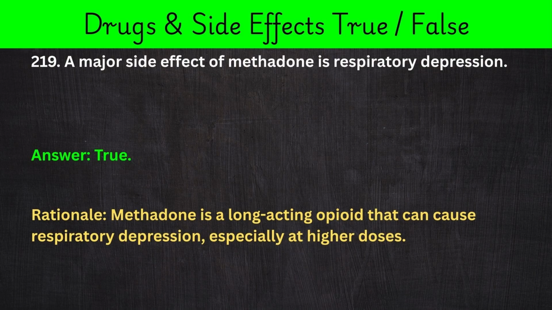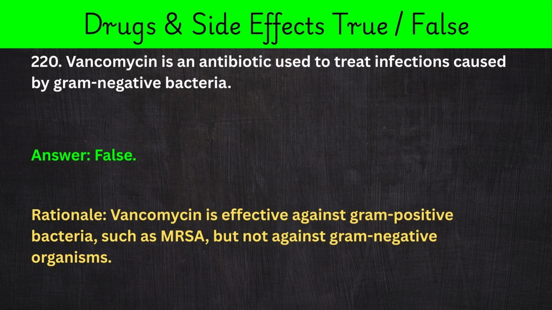Answer: true. Rationale: methadone is a long-acting opioid that can cause respiratory depression, especially at higher doses. 220. Vancomycin is an antibiotic used to treat infections caused by gram-negative bacteria. Answer: false. Rationale: vancomycin is effective against gram-positive bacteria, such as MRSA, but not against gram-negative organisms.